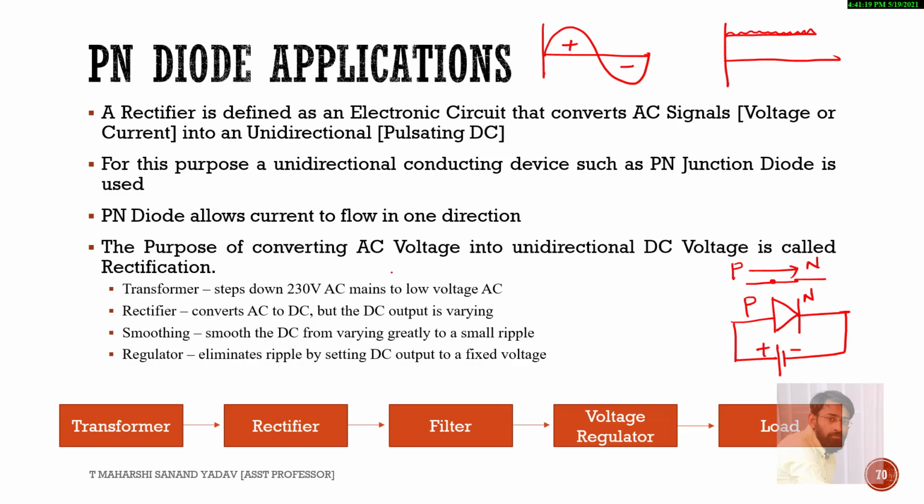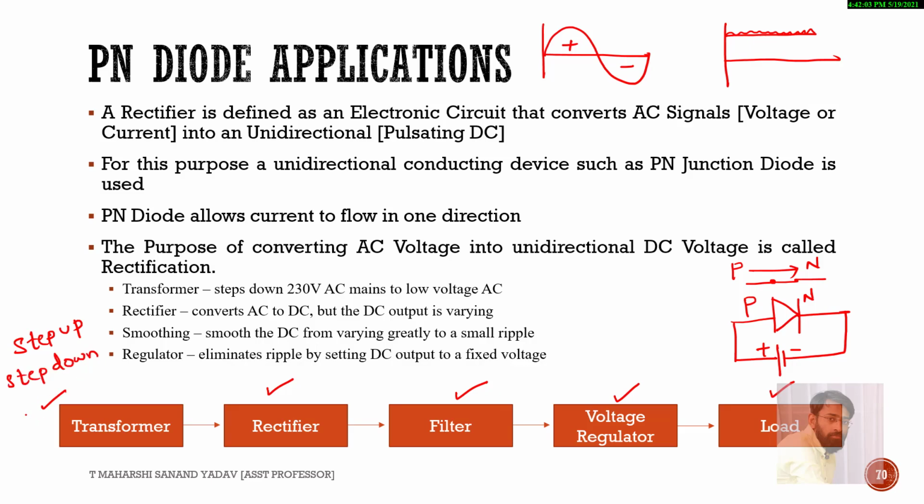The purpose of converting AC voltage into unidirectional DC voltage is called rectification. We know that a rectifier is a device which converts AC to pulsating DC, and this process is called rectification. For that, see here: transformer, rectifier, filter, voltage regulator and load. We know that transformers are of two types, one is step up transformer and the other is step down transformer.